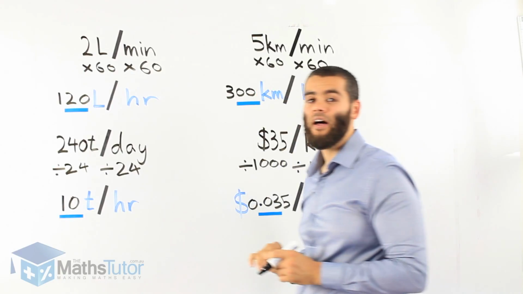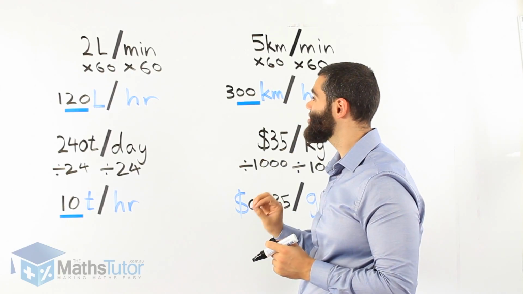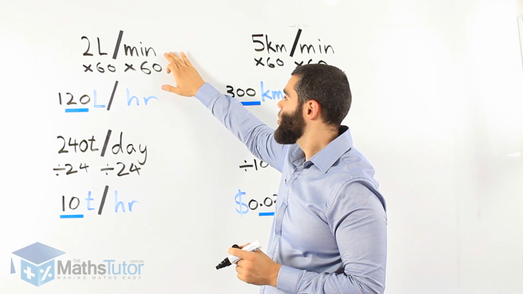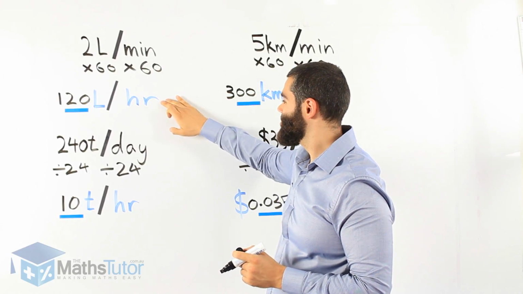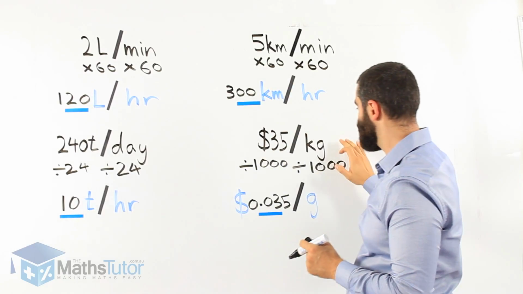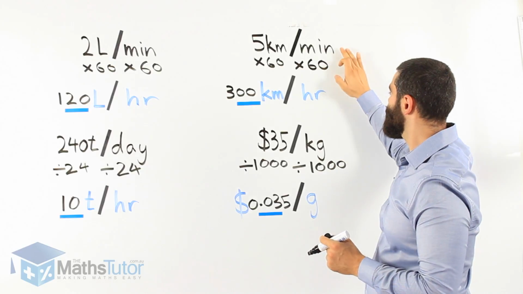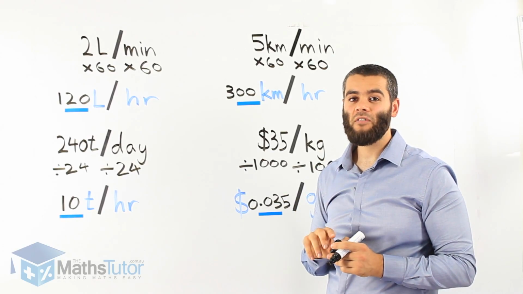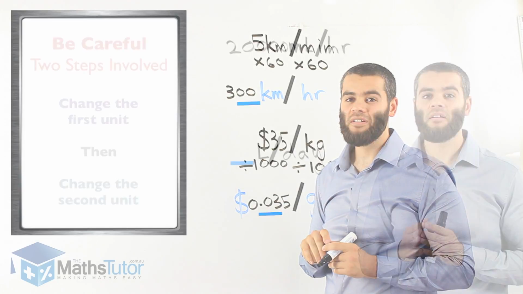This is the way to find equivalent rates. We noticed we are changing one unit: from minutes to hours, days to hours, kilograms to grams, and minutes to hours. We're going to do 2 more examples. Watch carefully and you'll learn even more.